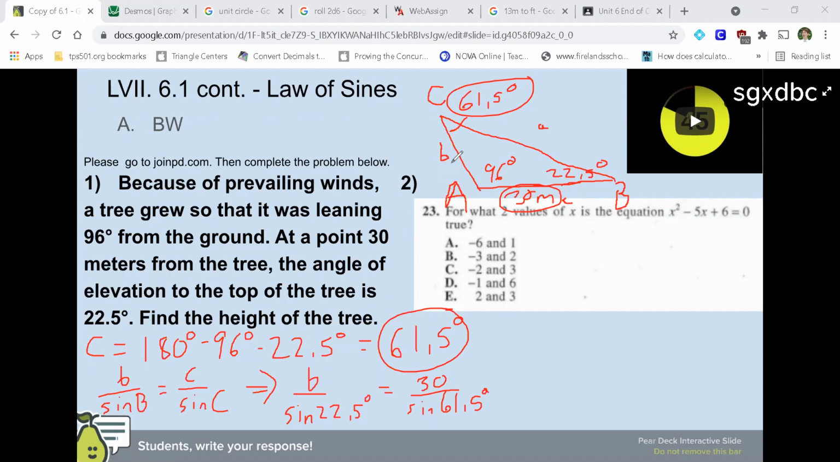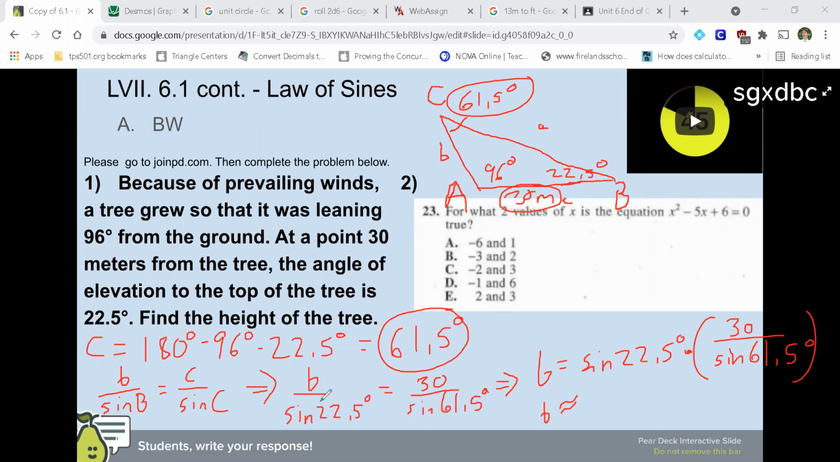And I've got one more step to solve this for B. What do we do? Yeah? Multiply the sine of 22.5. Yeah, we want B by itself, so we need to get rid of this dividing by sine. And the opposite of dividing by sine is to multiply. So we get B is equal to sine 22.5 degrees times 30 over the sine of 61.5 degrees.